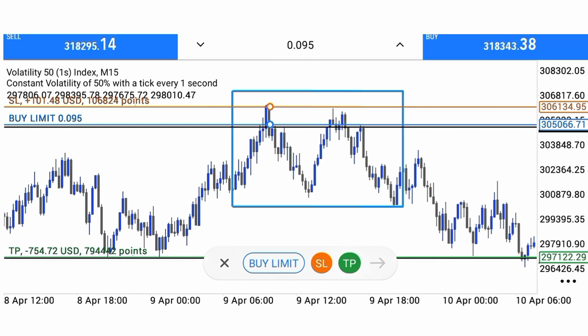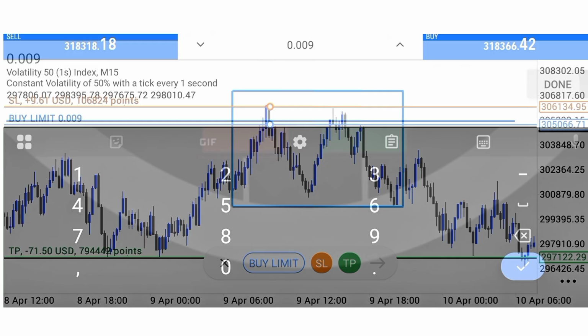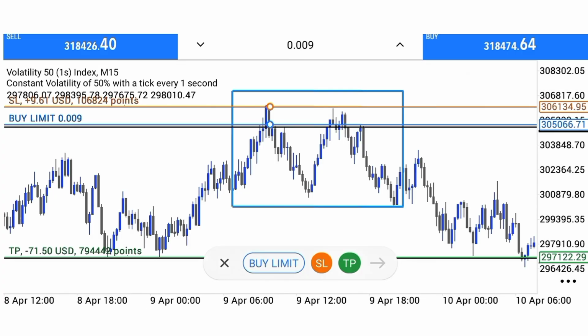Let's say you went down to the smaller time frame. Let's say you get a lower risk, say 0.08. Let's say you're risking $10 for this trade. Let's say 9.61 now. So you risk approximately $10 for this trade. You are making $71 profit, risking 9.61. You'll be making $71 as your profit.